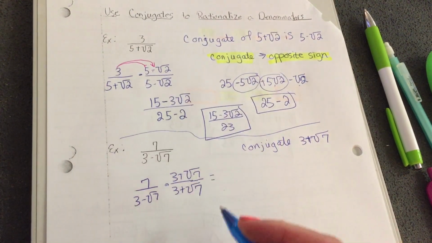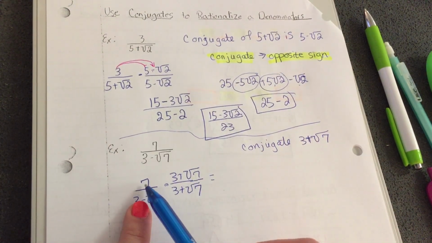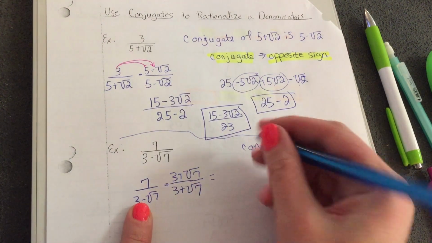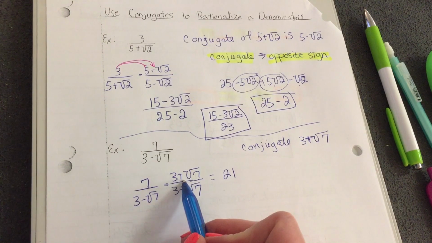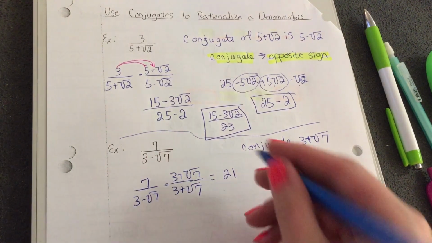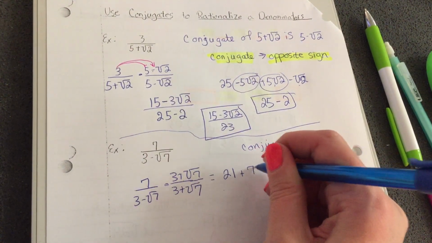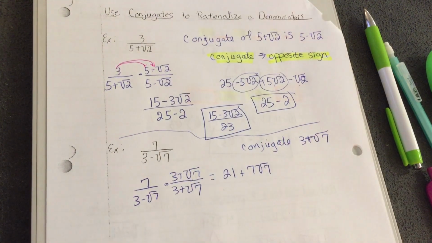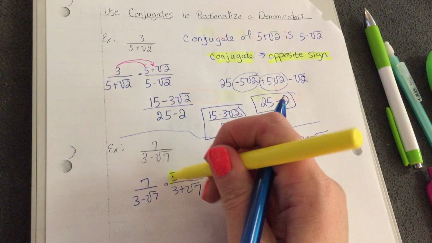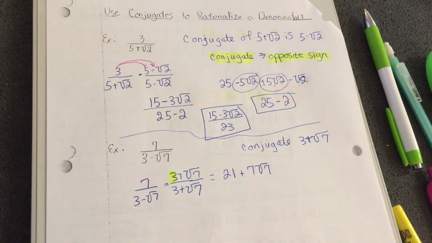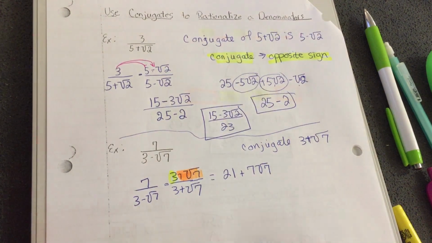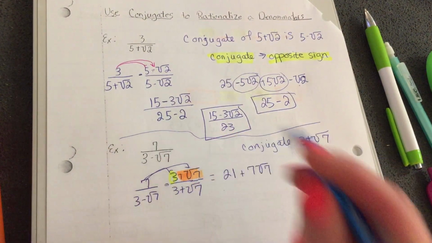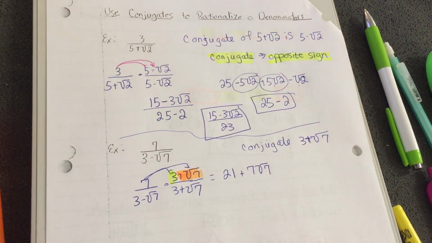All right, so we're going to distribute on the top. 7 times 3 is 21. And then 7 times the 1 in front of our square root gives us what? Plus 7 square root 7, right? Okay, are y'all seeing that this is a term and this is the other term that I'm distributing to? Does that help a little bit if I highlight it? Those are the two terms I'm distributing to.